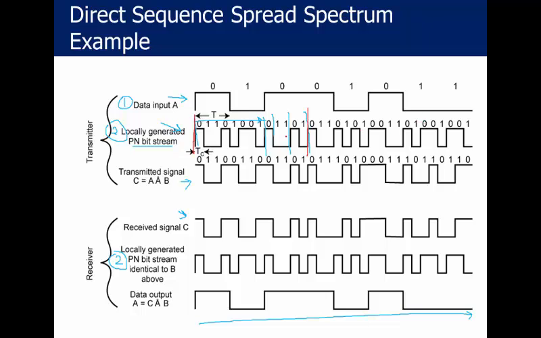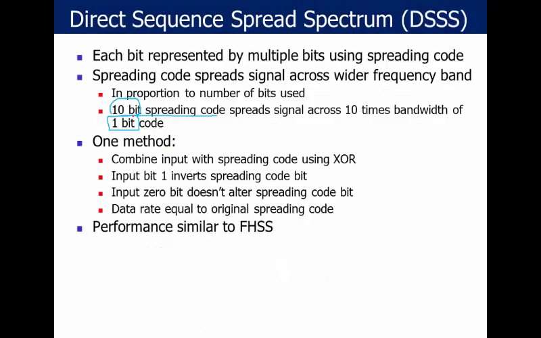Somewhat confused, but anyway, that's 10-bit. For example, a 10-bit spreading code spreads the signal across 10 times the bandwidth of a 1-bit code. So the method is this: combine the input with the spreading code using exclusive OR. Input bit 1 inverts the spreading code bit. Input 0 bits don't alter the spreading code bits. Data weight equal, so performance is similar to FHSS. So what happens here?